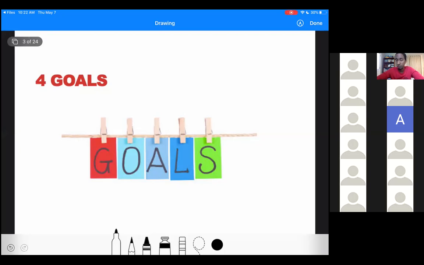So I want everybody to unmute themselves for a moment, and we'll say the 4 goals together for the last time here. So give me a second there. All right, so we'll say it together. We will learn math, build character, never give up, ask why. Awesome.